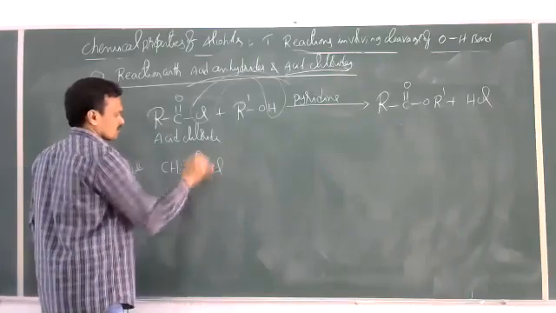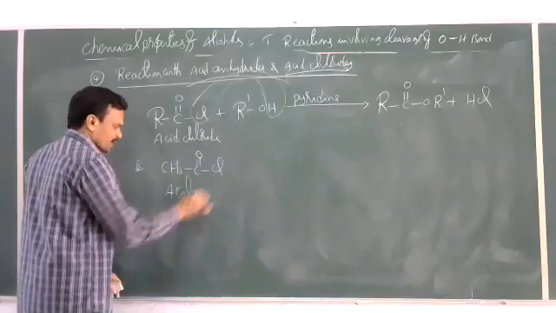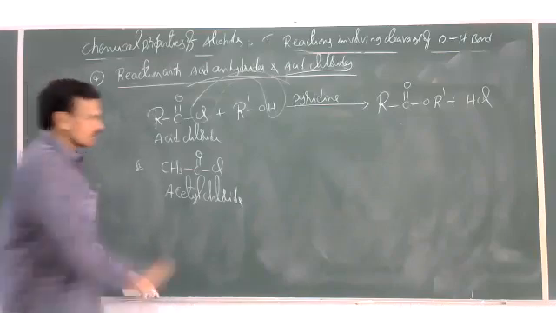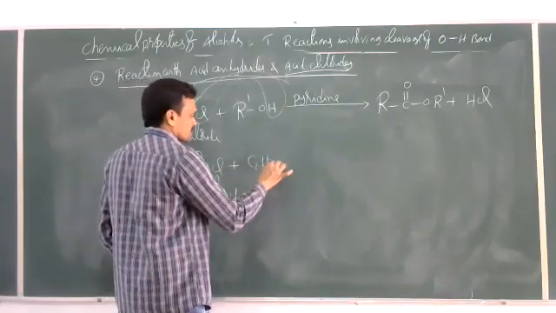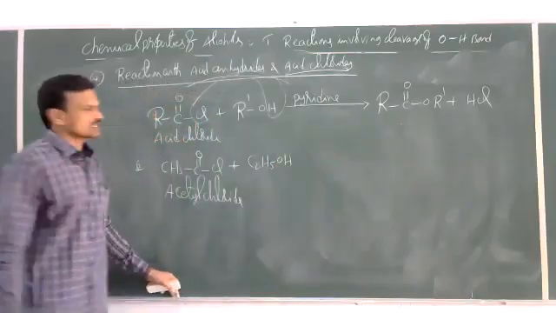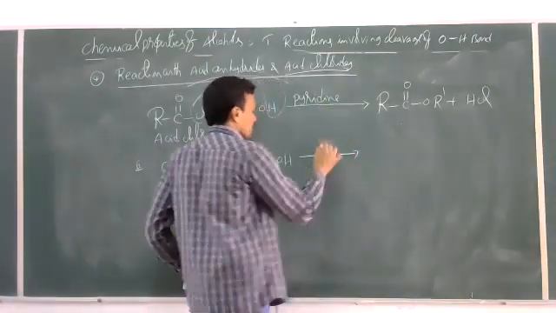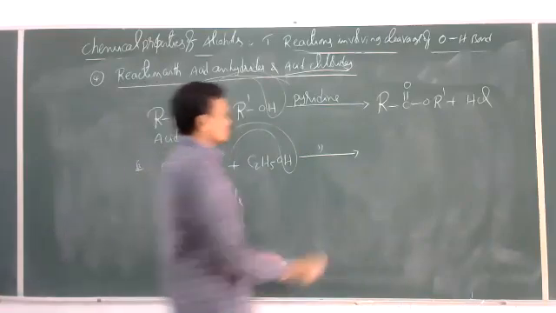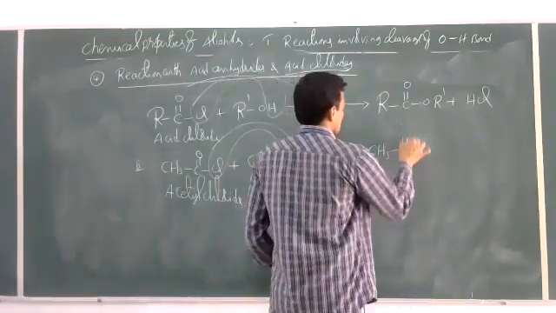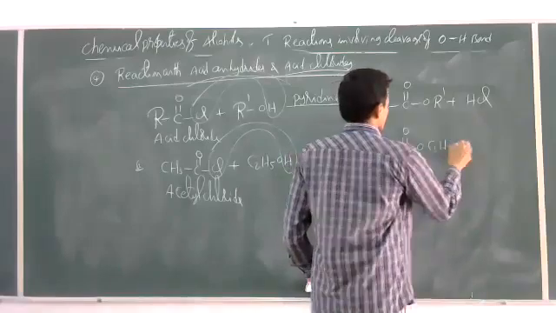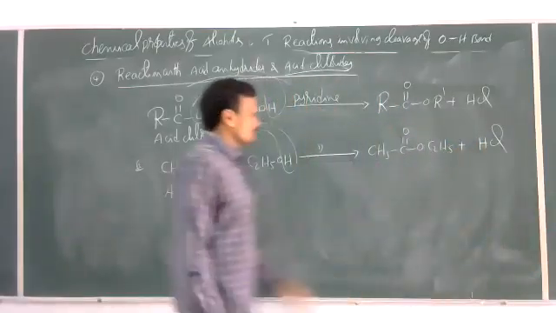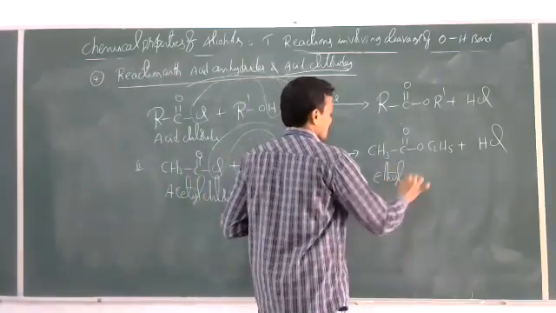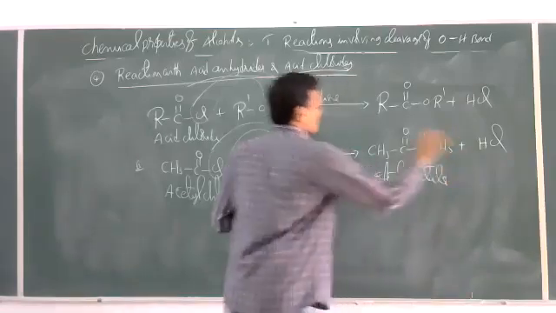Let us see an example for this. CH3COCl, which is nothing but acetyl chloride. When this acetyl chloride is allowed to react with ethyl alcohol, C2H5OH, in the presence of pyridine, then HCl gets eliminated. Then we can get CH3COOC2H5 plus HCl. Nothing but ethyl acetate. Ethyl acetate will be formed as the product.